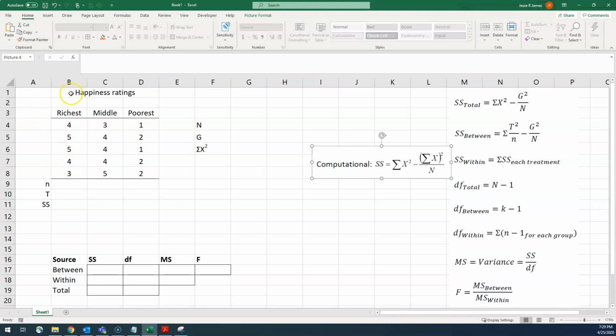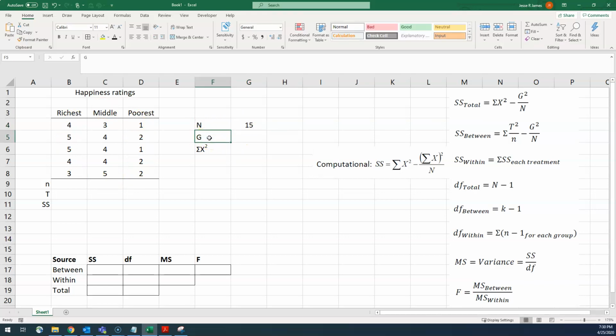So as a reminder, we're just seeing whether the richest people are happier than the poorest people and the middle people, whether there are differences across these groups in their happiness ratings. Each of these is the score of a person who is either in the richest group, the middle group, or the poorest group. So we've got a total of, as you can see here, 15 people, and I'm going to put that here as the big N, 15 people in our group.